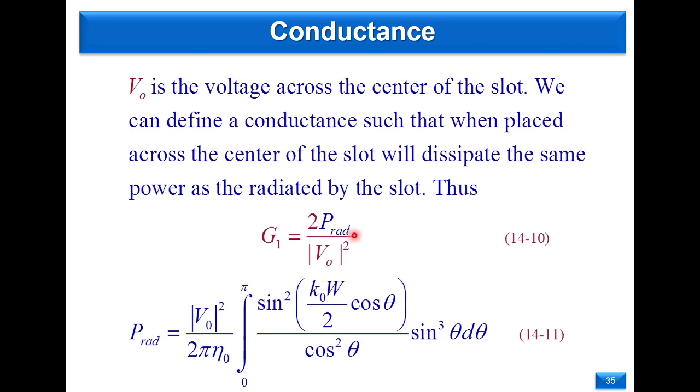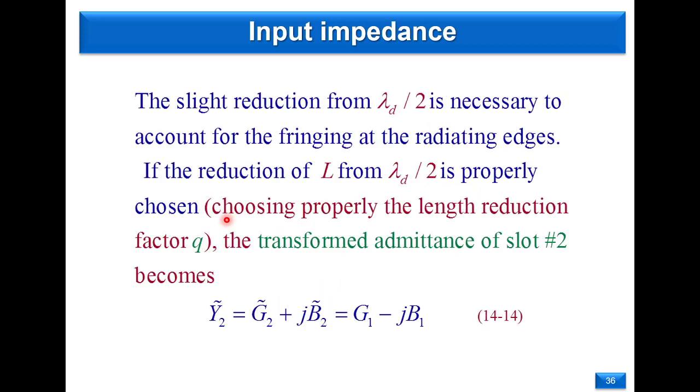So this is where we get it from: G radiated equals half the power over V squared. It's very similar to the concept of radiation resistance, but here we're talking about radiation conductance, and we find it the same way. We know V naught, the voltage across the center of the slot, and we have the power radiated from the slot, so we can calculate the conductance. The slight reduction from lambda dielectric by 2 is necessary to account for fringing. So the physical L is a little bit less than lambda by 2.